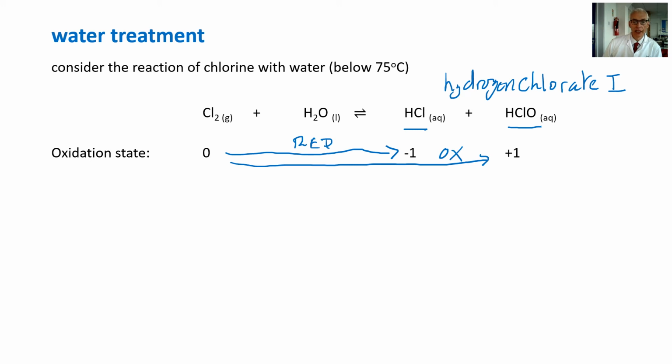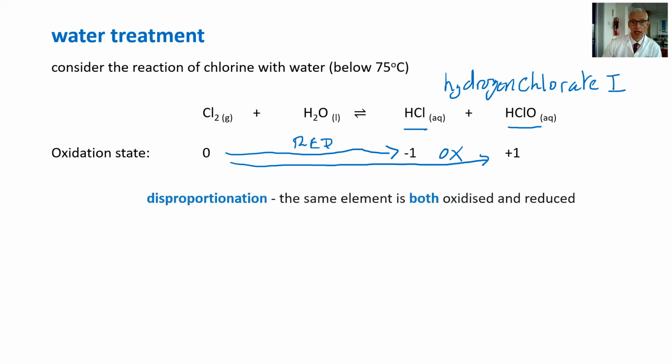So chlorine is both simultaneously oxidized and reduced, and there's a particular word used to label redox reactions like that, and it is disproportionation. So disproportionation means that within the reaction the same element is both oxidized and reduced. You are expected to know and use the term disproportionation.